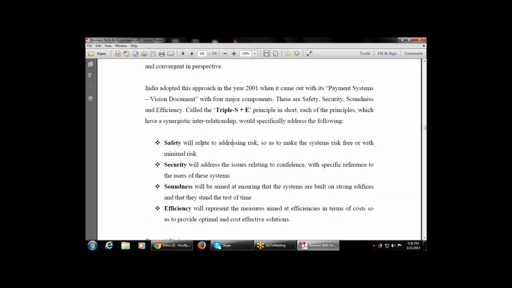Safety relates to addressing risk so as to make the system risk free or with minimal risk. Security addresses the issues relating to confidence, with specific reference to the users of these systems. Soundness is aimed at ensuring that the systems are built on strong edifices and that they stand the test of time. So the payment system must be safe, secure, sound and efficient. Efficiency represents the measures aimed at efficiencies in terms of cost, so as to provide optimal and cost-effective solutions.